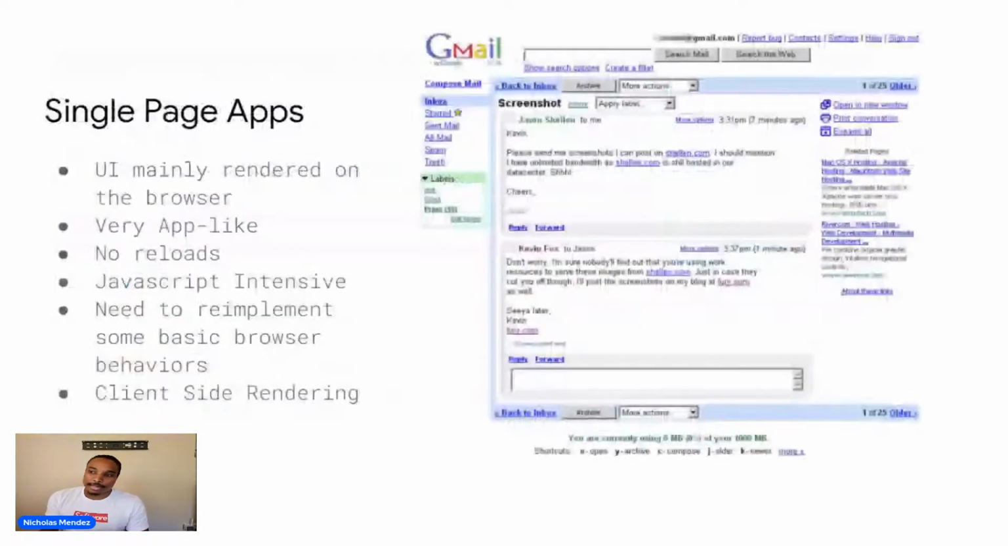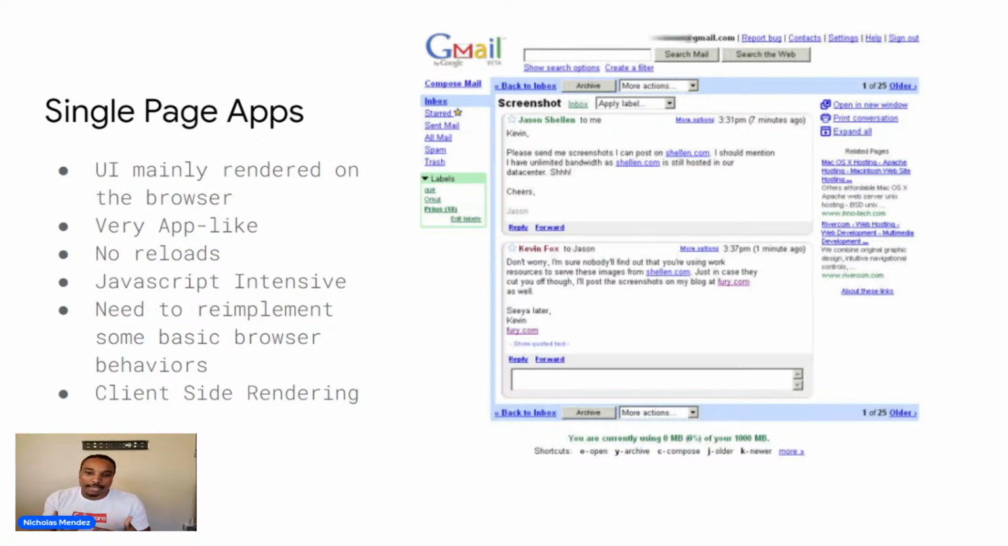Then you have your single-page apps, and one of the earliest examples of that is Gmail. Everyone should be familiar. All your UI is mainly rendered on the browser. So this is JavaScript really taking control and handling all of your UI interactions. Right? They give you very app-like experiences, and they do not require reloads. It's JavaScript intensive, as JavaScript is controlling all of this, and there's a need to re-implement some basic browser behaviors.